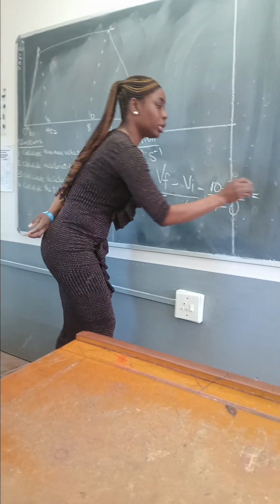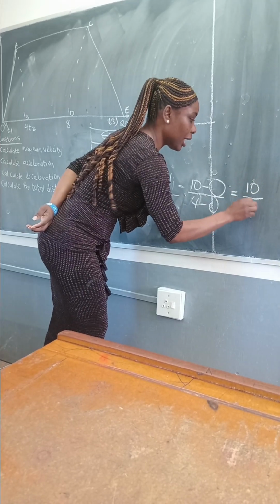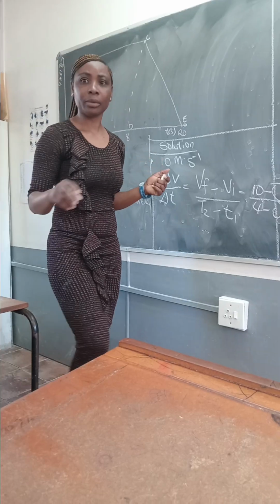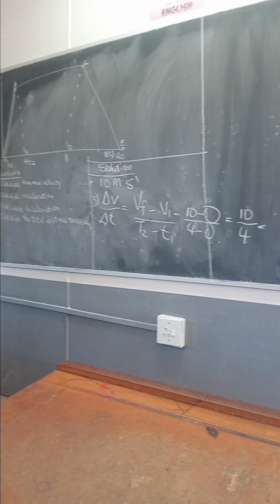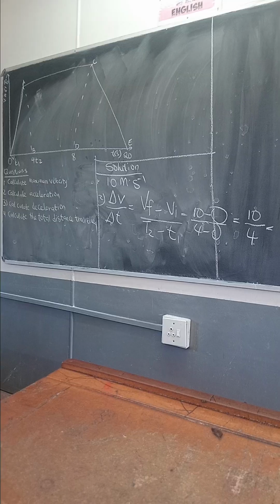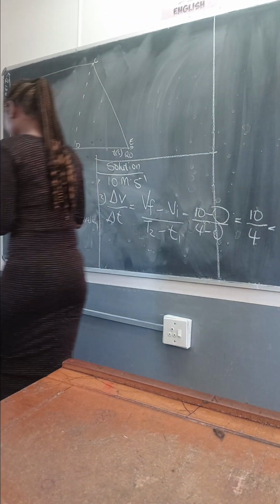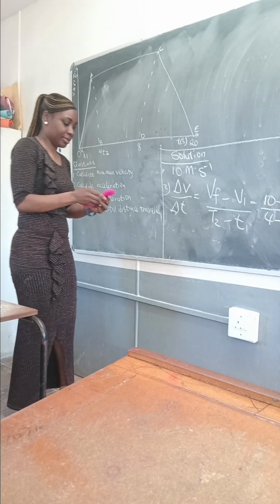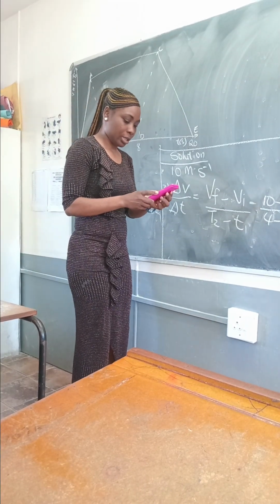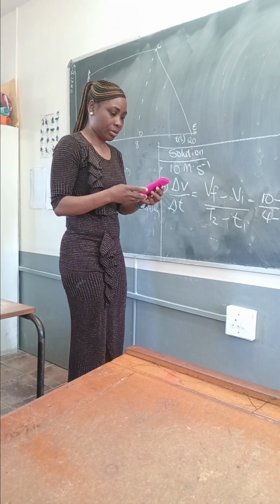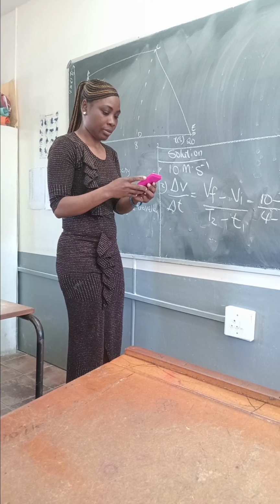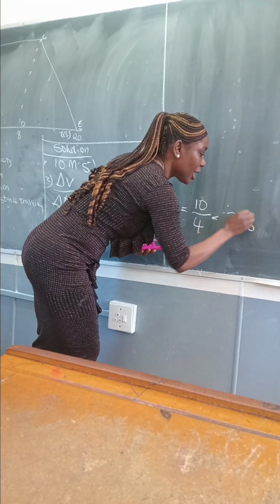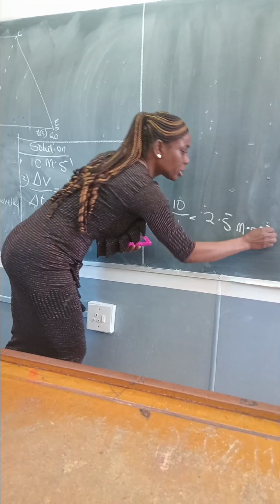So when you punch your calculator, we're going to have 10 divided by 4. If you punch your calculator, we're going to have 2.5 meters per second squared.